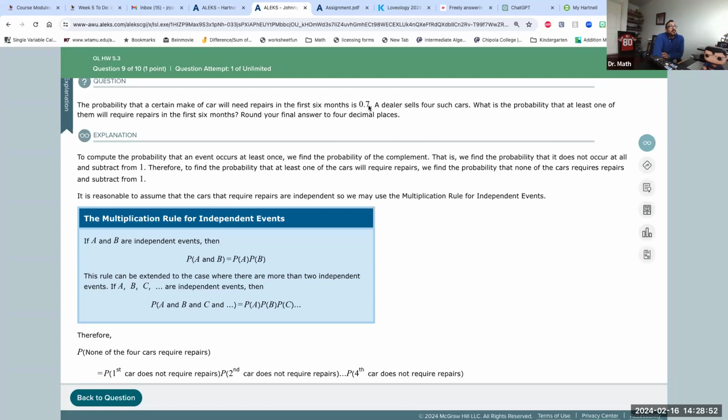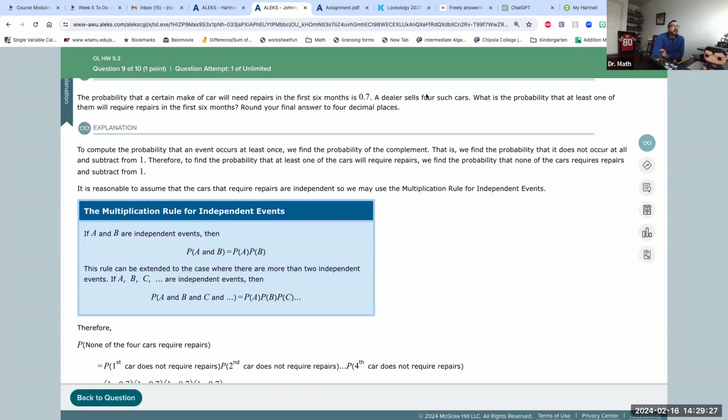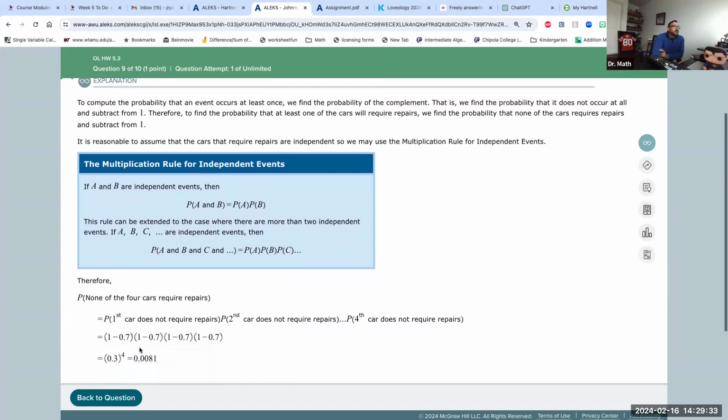If there's a 0.7 chance of one of these needing repairs, then the complement of 0.7 would be 0.3. So we're going to be using 0.3 times 0.3 times 0.3 times 0.3 because we're looking at the probability that none of them need repairs. That's why they did 1 minus 0.7. But in your calculator, you're just going to jump directly to 0.3 raised to the fourth. And it's 4 because a dealer has 4 such cars. If the dealer had 17 such cars, this would be a 17.